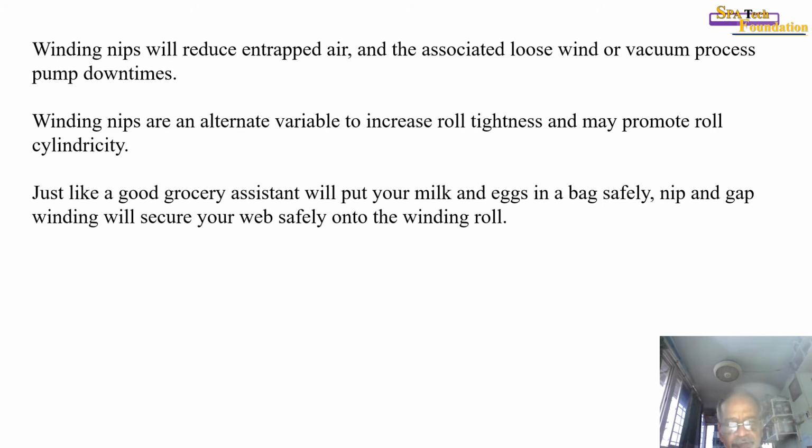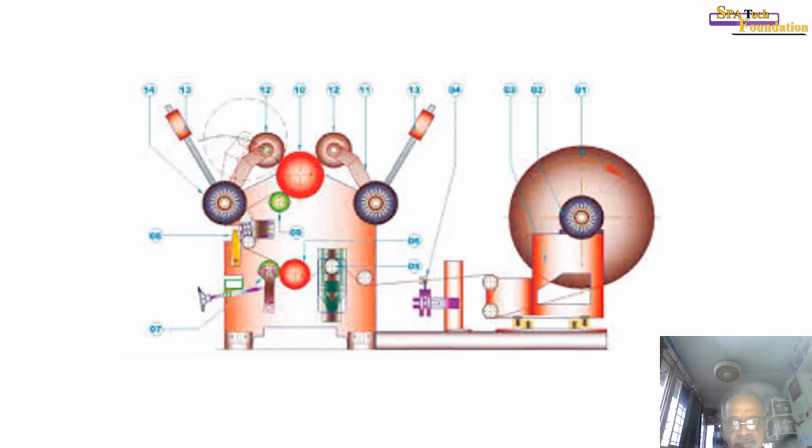Just like a good grocery assistant will put your milk and eggs in a bag safely, nip and gap winding will secure your web safely into the winding roll. Here is a picture of a typical slitting machine. You can call it a cross section. And here you see a typical example of surface winding, which will help you a lot in avoiding air entrapment.